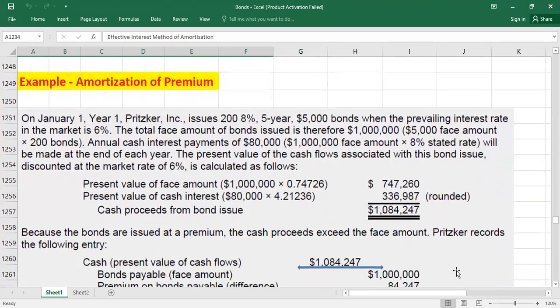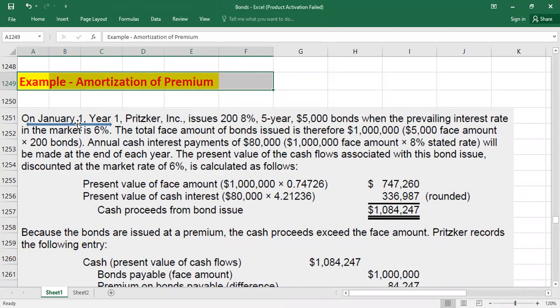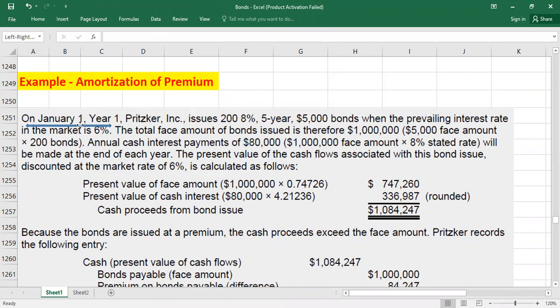So here we have an example. We are going to talk about amortization of premium first. On January 1, year 1, PINC issued 200 bonds, 8% is the rate of interest, which is the stated rate, 5 years is the maturity period, and $5,000 is the face value of each bond, when the prevailing interest rate in the market is 6%. I have already covered this in the previous video, but I can quickly revise it for you.